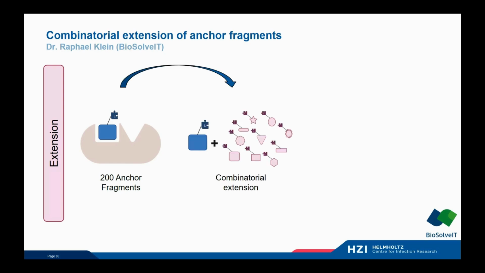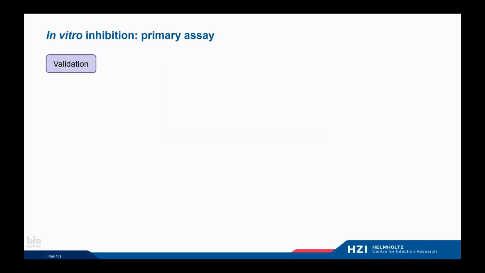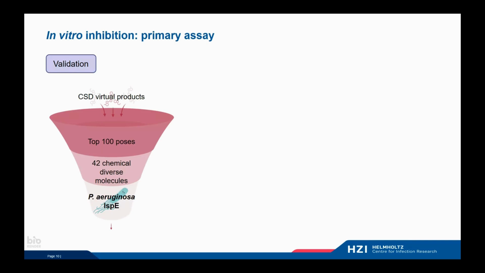I will just say that we started from a selection of 200 fragments to perform the combinatorial extension, and after that we selected the best 100 virtual products. What's maybe more interesting for this part of the presentation, and what I can tell you about, is the in vitro validation. We took all the virtual products, selected 100 poses, and then further restricted and purchased 42 chemically diverse molecules from Enamine and tested them for Pseudomonas aeruginosa ISPE in vitro.